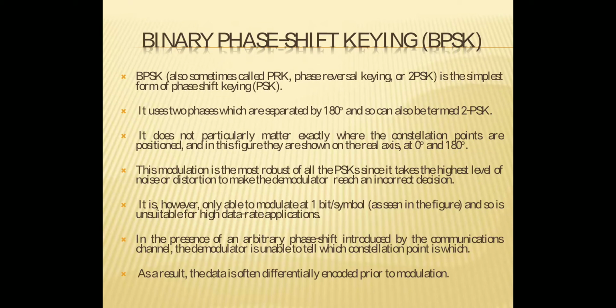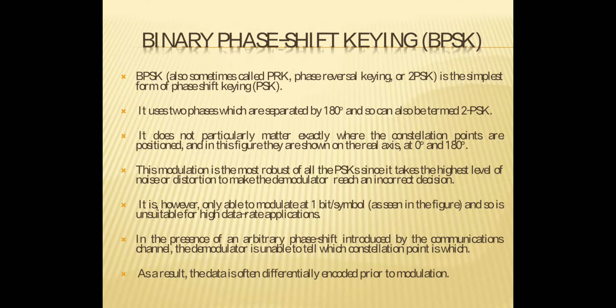So first we will see BPSK. It is sometimes also known as PRK, that is phase reversal keying, or 2PSK. It is the simplest form of phase shift keying. It uses two phases which are separated by 180 degrees and so can also be termed as 2PSK. It does not particularly matter exactly where the constellation points are positioned. In this figure, they are shown on the axis at 0 degrees and 180 degrees.